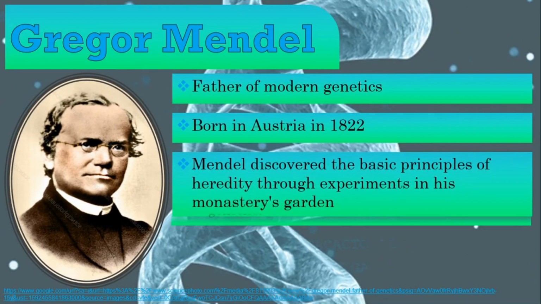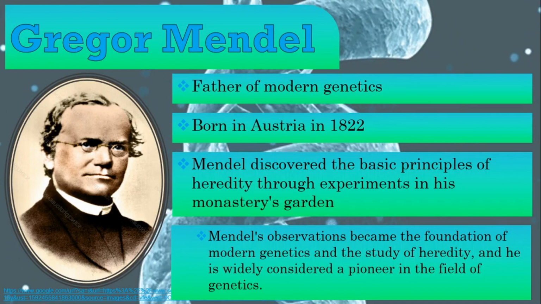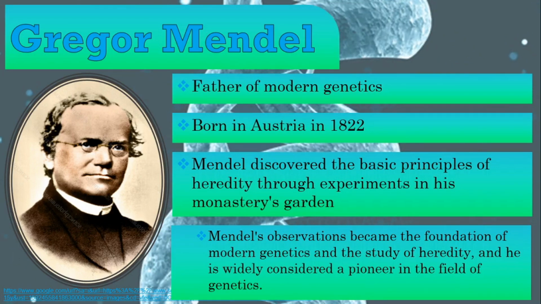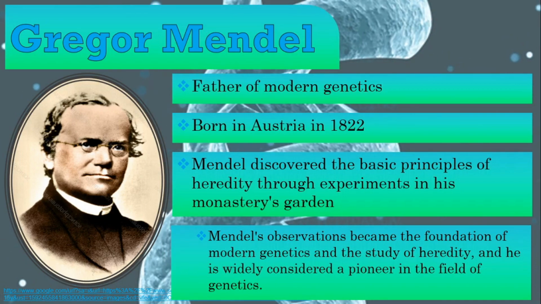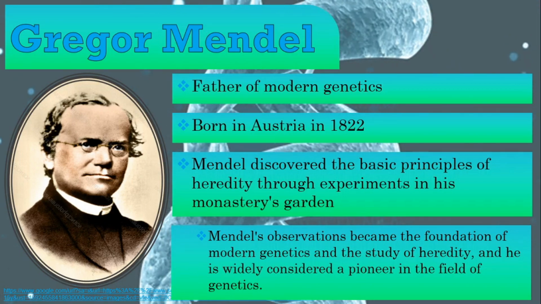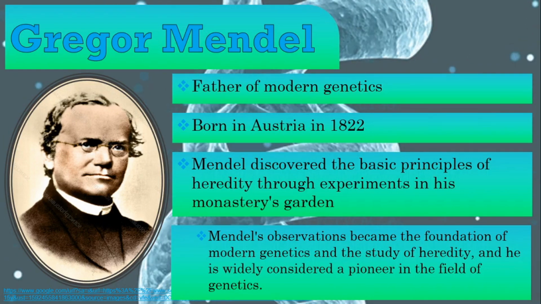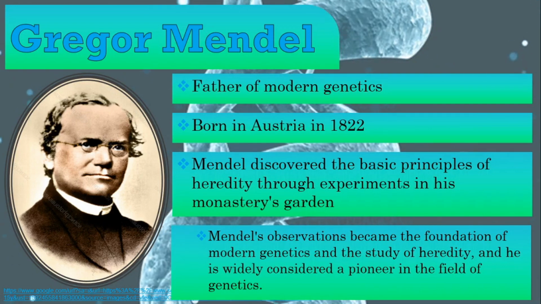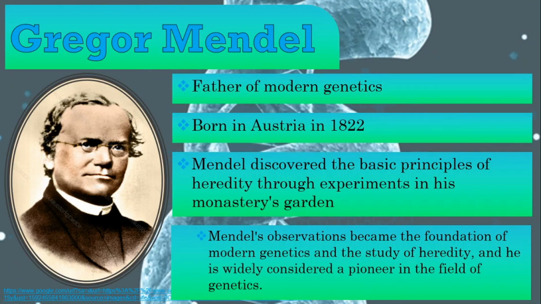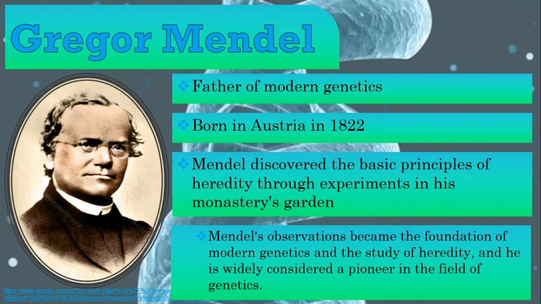Gregor Johann Mendel is known as the father of modern genetics. Born in Austria in 1822, he discovered the basic principles of heredity through experiments in his monastery's garden. Mendel's observations became the foundation of modern genetics and the study of heredity, and he is widely considered a pioneer in the field of genetics.